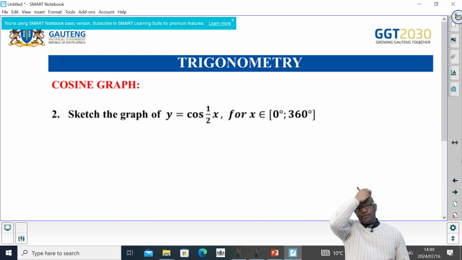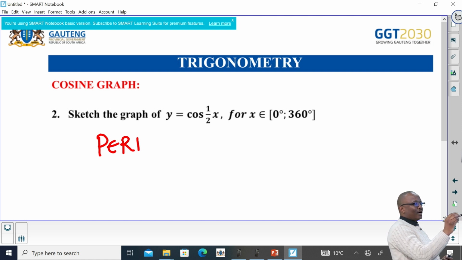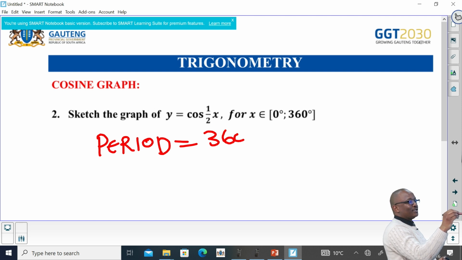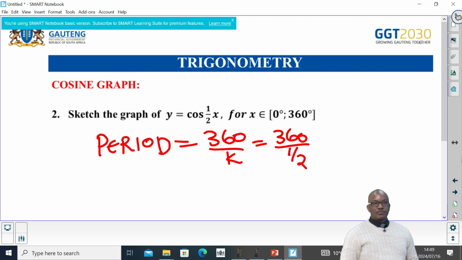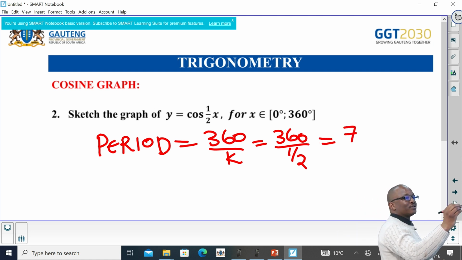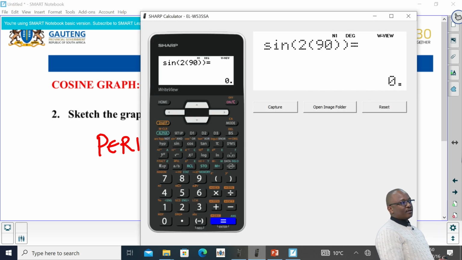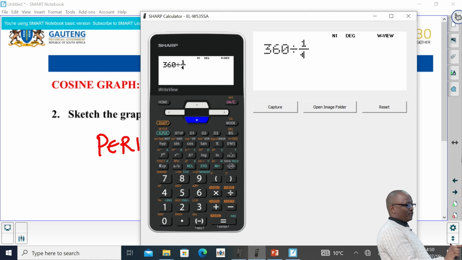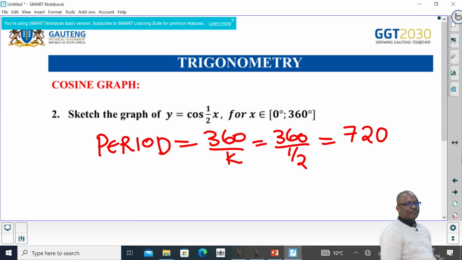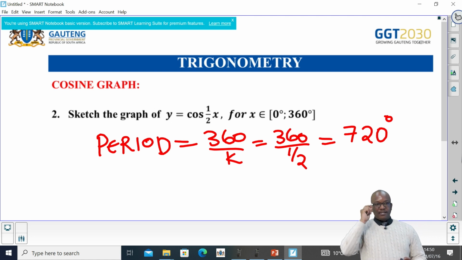Then now, let's move forward. Now, we are supposed to sketch the graph of cos 1 over 2x, for x is an element of all real numbers. Remember, always, we start with our period, good people. Our period now is going to be 360 divided by k. Then now we're going to have 360 divided by 1 over 2. Correct? Then now, the period is going to be 720. We are going to have 720 degrees as our period.